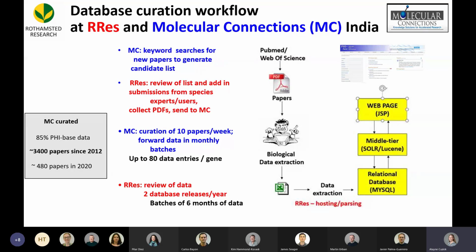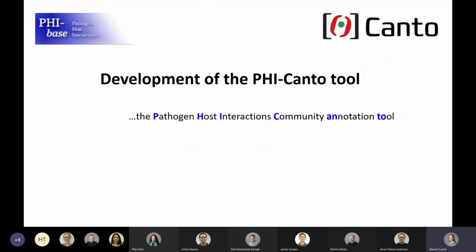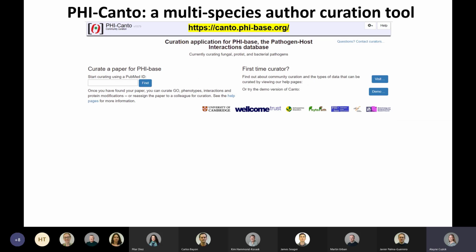I'm now going to move on to talking about development of the PHI-Canto tool. So this is the Pathogen Host Interactions Community Annotation tool. So PHI-Canto is a multi-species author curation tool. Here's an image of the front page. You could start by just adding the PubMed ID for your paper and then following 6 easy steps, which I'll give you a bit more information on as we go through the talk.